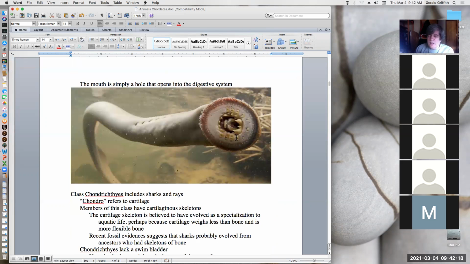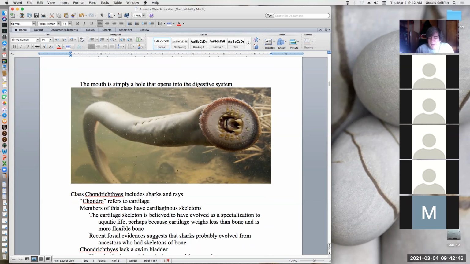Here's a picture of a lamprey. And lamprey can get several feet long. Just barely visible along here, you can see some slits. Lampreys are fish, so these are their gill slits. And this is their mouth. They don't have a jaw, so their mouth is just a hole, and it has teeth arranged around that hole.